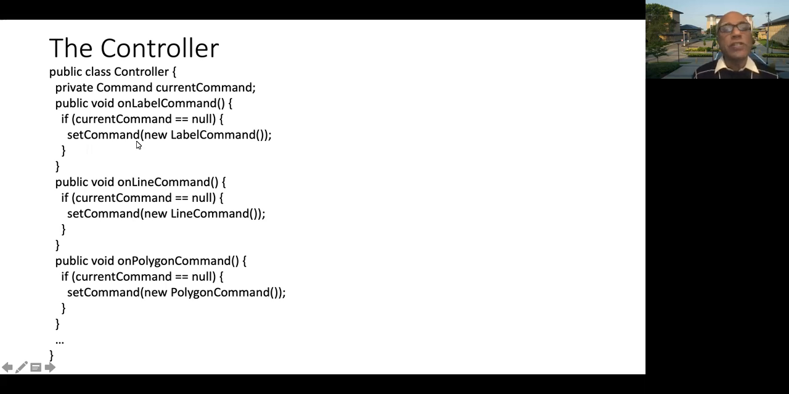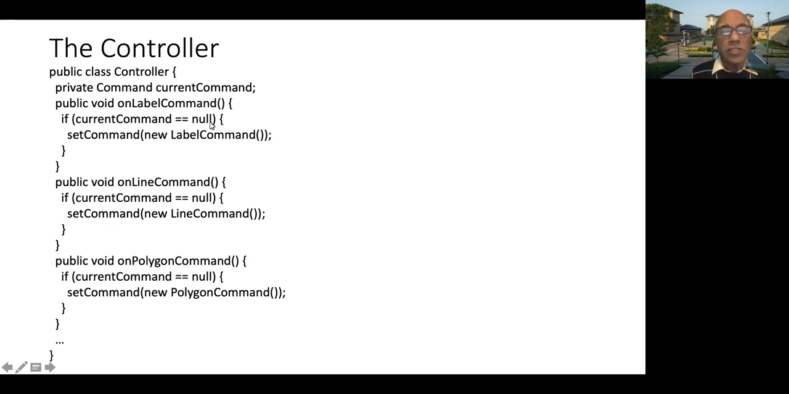If nothing else is in progress, it remembers that the current command is now a new label command, which is created here. So label command is a subclass of command. It is capable of remembering a label. It knows how to construct a label, and so on and so forth. Similarly, there is a line command and a polygon command. If you can write one of these, writing the others is not all that difficult at all. It is the same pattern.